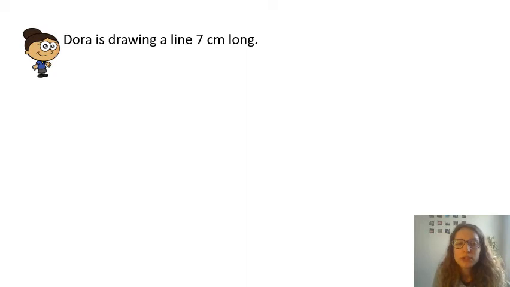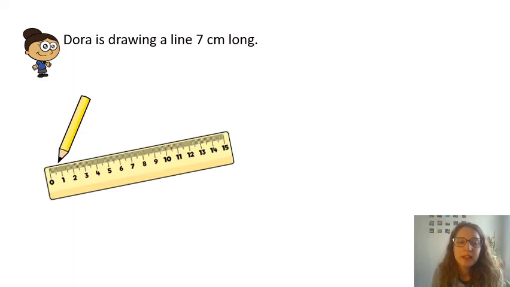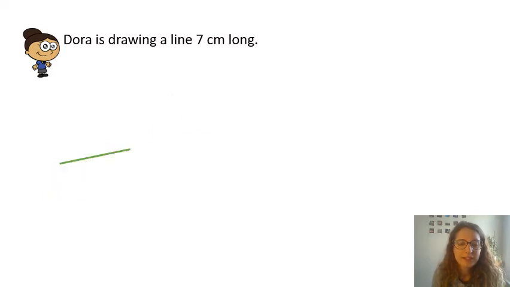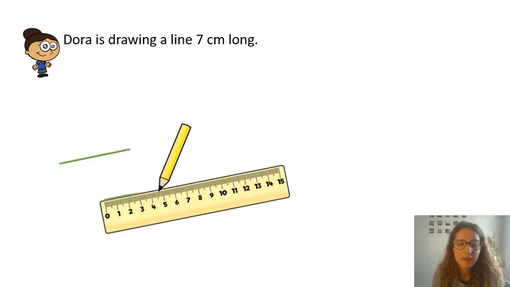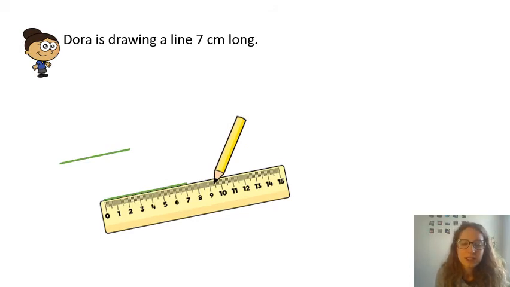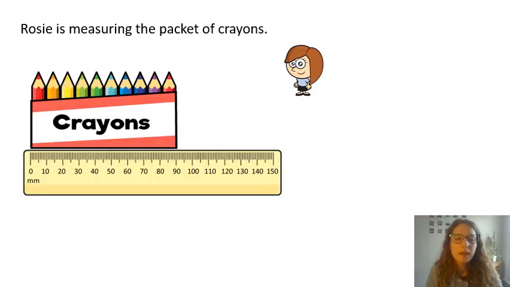Okay, so Dora wants to draw a line that is 7 centimetres long. If you have a ruler and a piece of paper at home, you might have a go at drawing a line that is 7 centimetres as well and see if you do it correctly. She's got her pencil and her ruler and she's drawing her line all the way along. What do you think? Has she done okay? Let's check. There's her line. Not quite. This time she started at the 0, didn't she, and went up to the 7. Whereas this one, she started at the 1. So she didn't line it up with the 0.